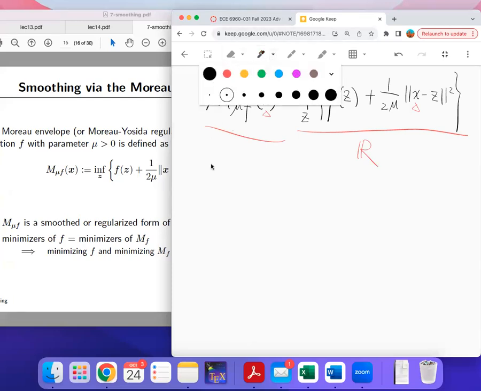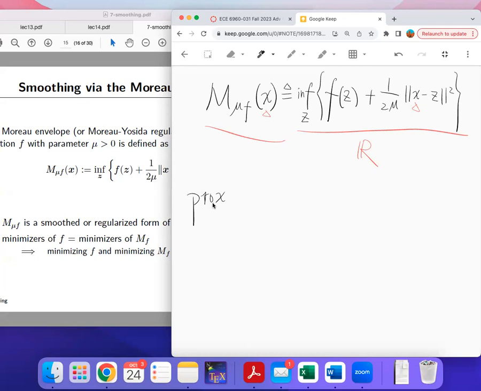Now this is slightly different. I would say it looks similar, but is very different from the proximal mapping that we introduced before. So for the proximal mapping, everything looks the same except that here we're looking at the minimizer, not the infimum value. Okay. We're looking at the argmin, the minimizer of this problem.